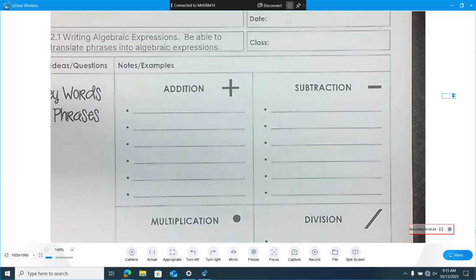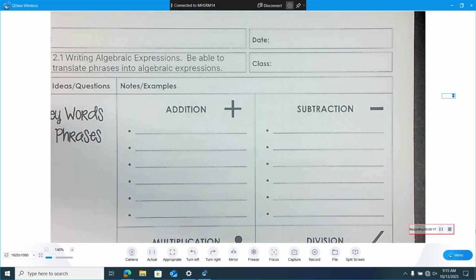Writing algebraic expressions. We want to be able to translate phrases into algebraic expressions. Taking words and converting them into math is what we're doing. So all those words that you've learned throughout elementary school and into here, we want to make sure that we know how to turn those into math statements properly. So we have lots and lots of words that we use for addition, subtraction, multiplication, and division.